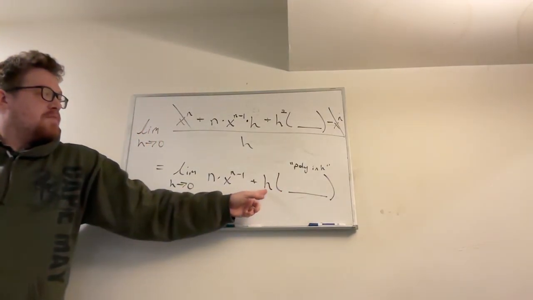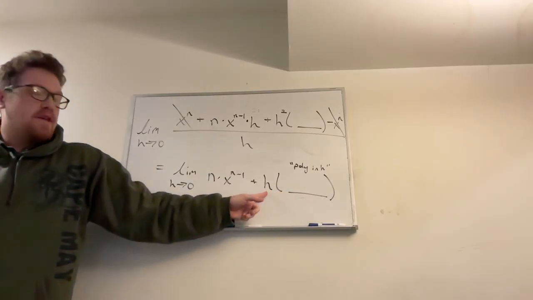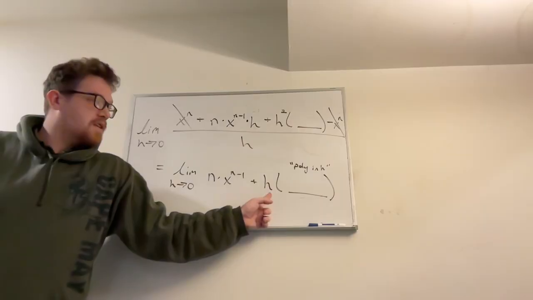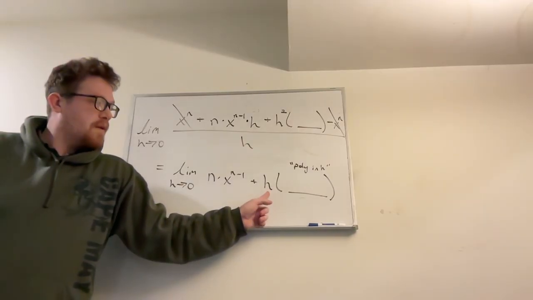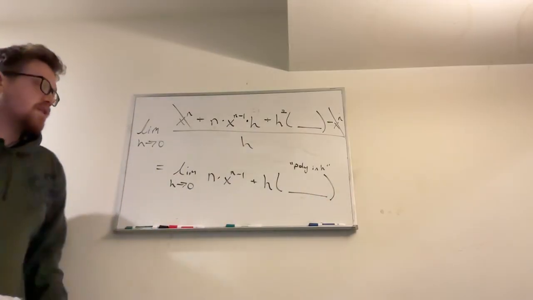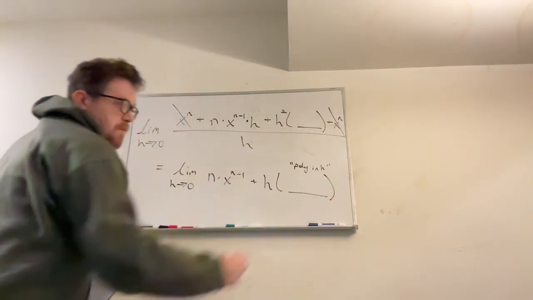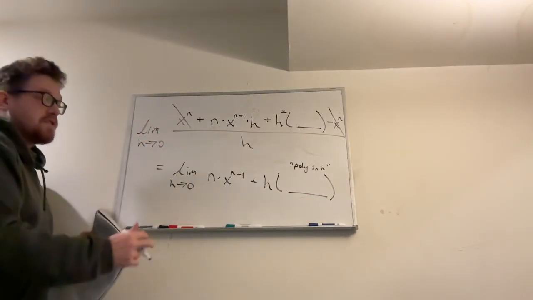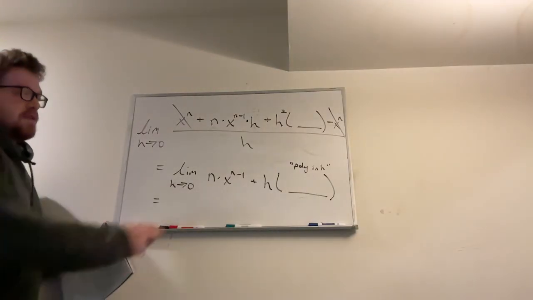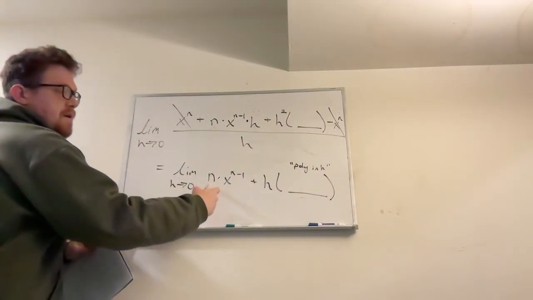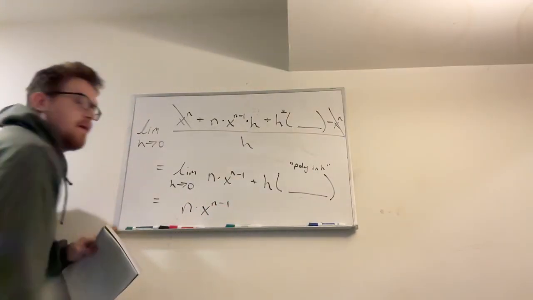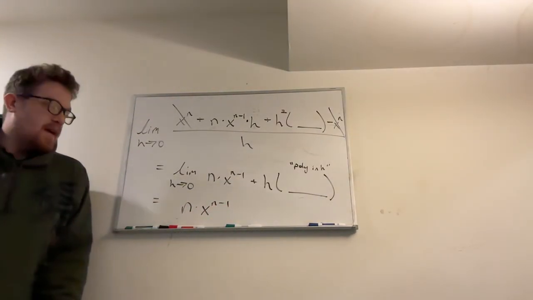And so when I multiply a polynomial in h by h, well, I know that the limit as h goes to 0, it's a polynomial, so it's continuous. I can just plug in the value. If I plug in 0 for h, I just get 0. So this whole thing goes to 0 as h goes to 0, because this is a polynomial multiplied by it, and I know it's continuous. And thus, this whole term goes to 0, and we're just left with the n times x to the n minus 1 here. Okay, and that's what we were trying to prove, right?